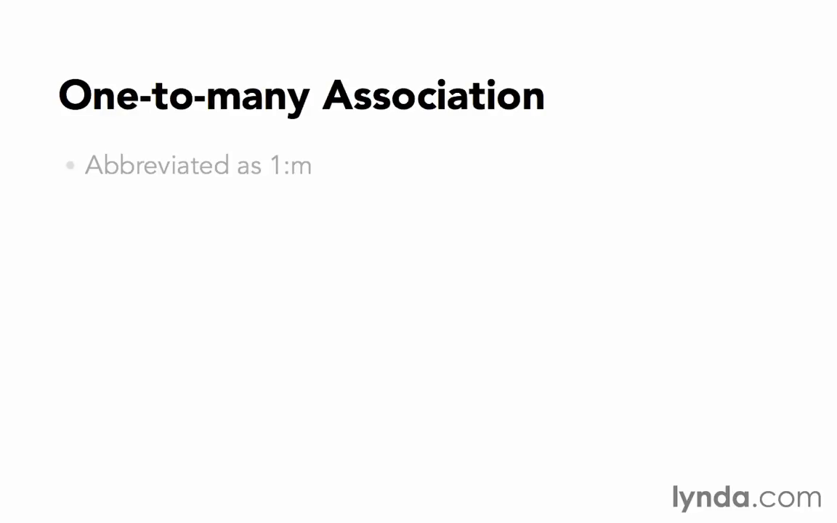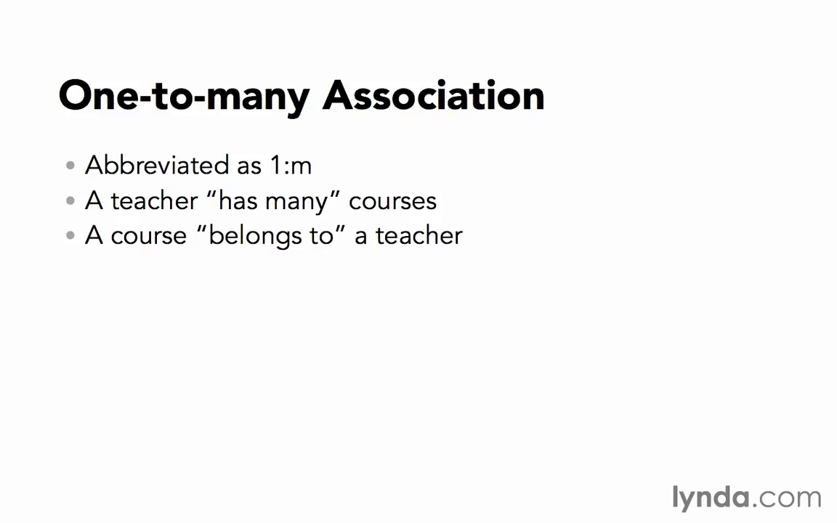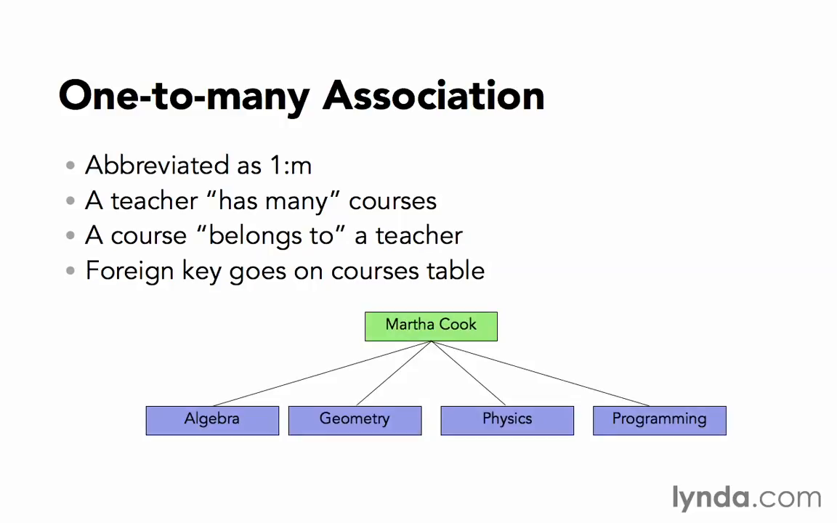An example of that would be how a teacher has many courses. We could also say that a course belongs to a teacher. In this case, the foreign key goes on the courses table. If we diagrammed it, it might look something like this. Martha Cook would be the parent record, algebra, geometry, physics, and programming would be the child records. Each one of them would contain a foreign key. They would each have the ID for Martha Cook, so that we would know that algebra was assigned to Martha Cook, that geometry was assigned to Martha Cook, and so on.